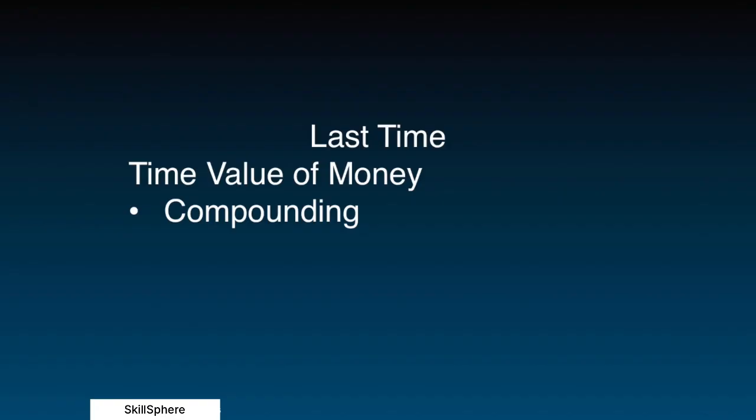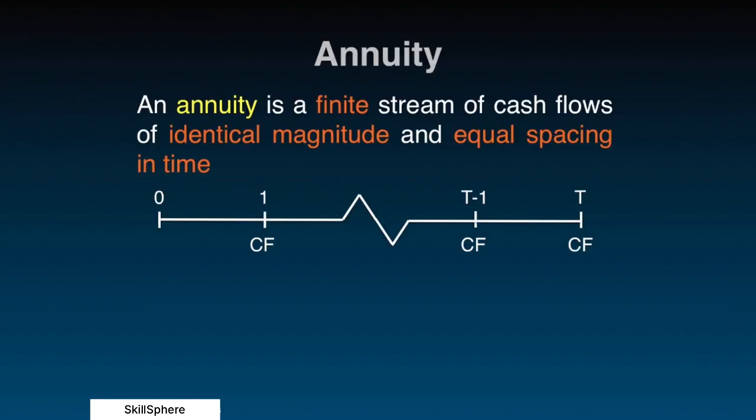Whereas in our first lecture, we moved cash flows back in time via discounting to find their present value. So what I want to do today is give you some useful shortcuts for computing the present value or the future value of some streams of cash flows that commonly arise in practice. So let's get started. The first thing I want to talk about is an annuity.